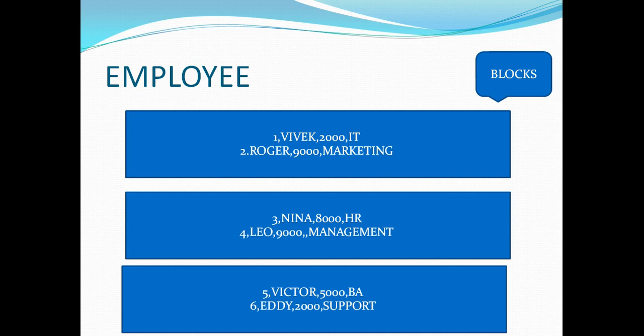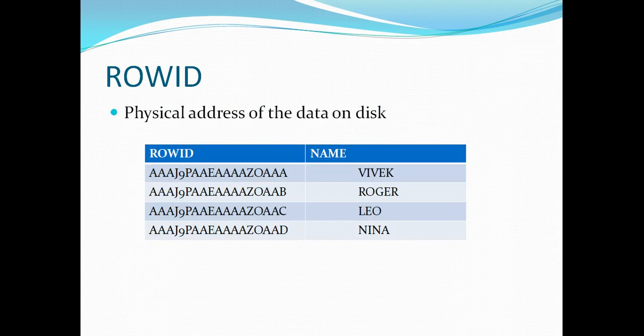So let's see what this ROWID column looks like. It's a hexadecimal value, and this is how it looks. So for the row where the employee name is Vivek, this is the ROWID, and if you see, the last literal of all four rows is different. For Vivek, the last literal is A. For Roger, the last literal is B. For Leo, C. And for Nina, D.